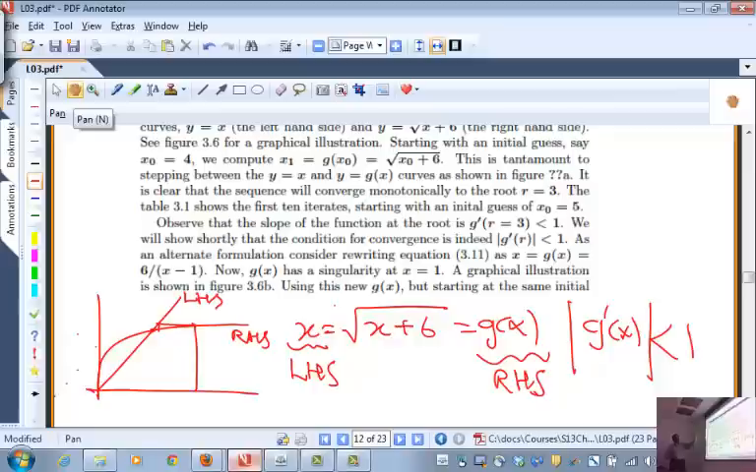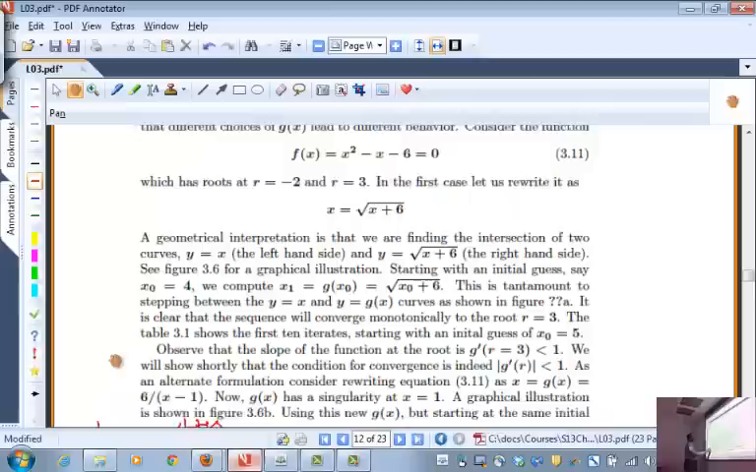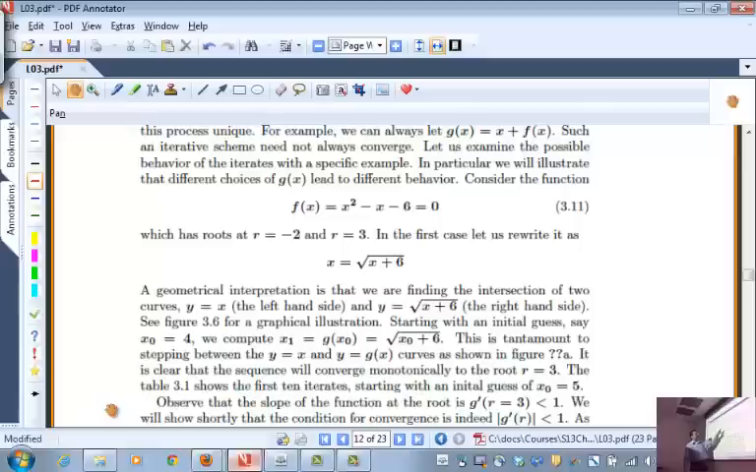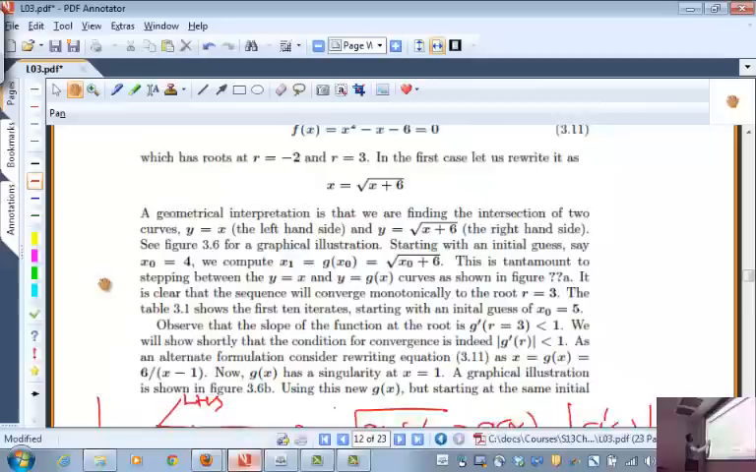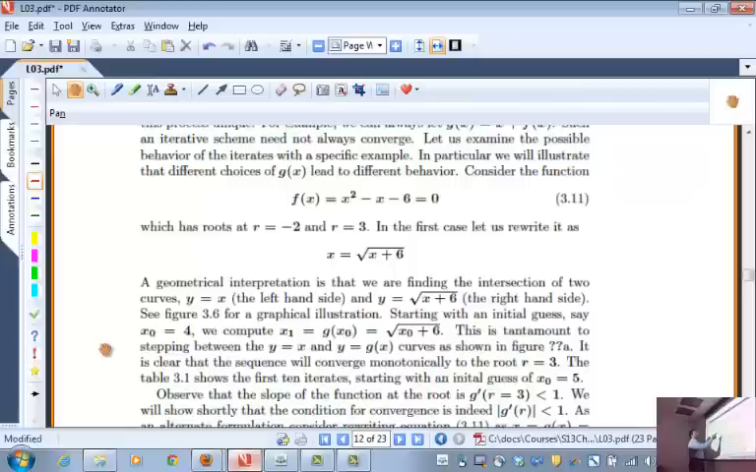This is one where you write it as the square root of x plus 6. Now, you can obviously think of other ways of writing it. For example, you can keep x on one side and move x squared: x is equal to x squared minus 6. Or you can factor x times x minus 1 and move that. There are many ways of writing that equation in a form where you separate x and move all the other things to the right-hand side and call that your g of x. So I have three ways that I have shown here.